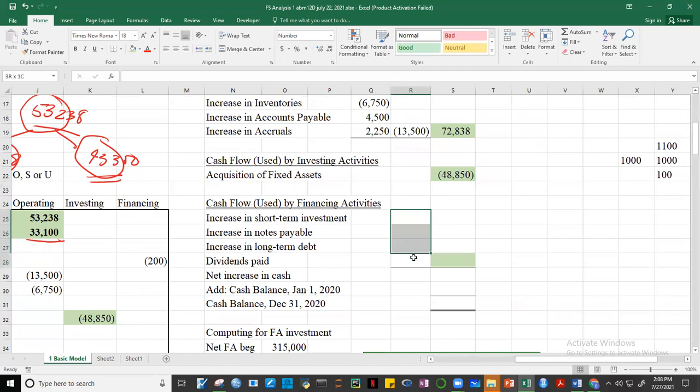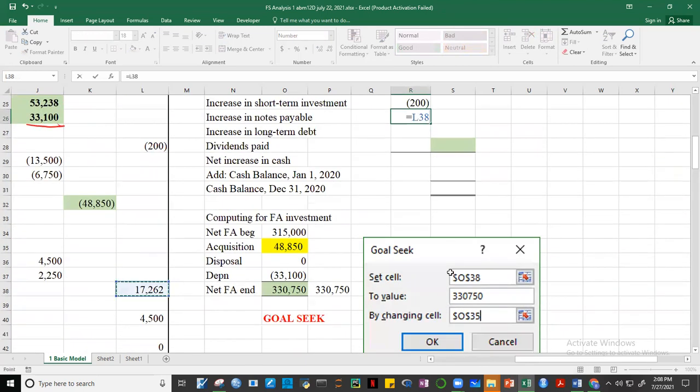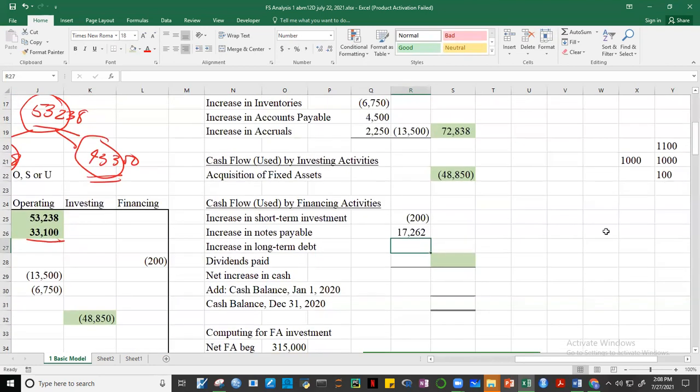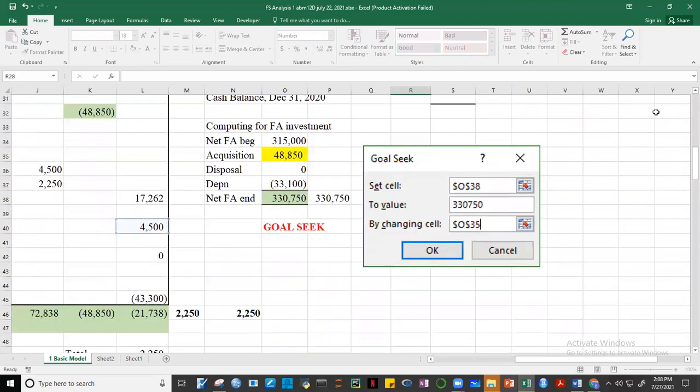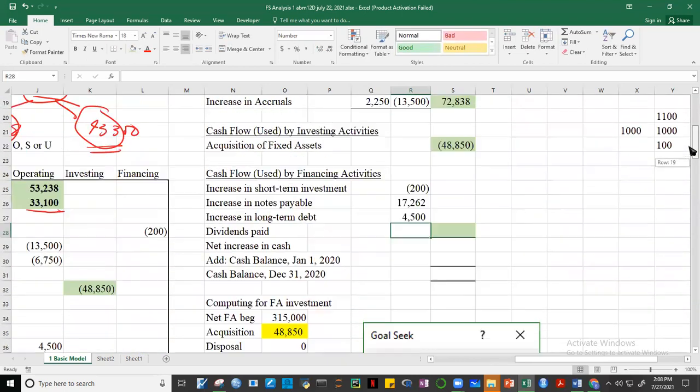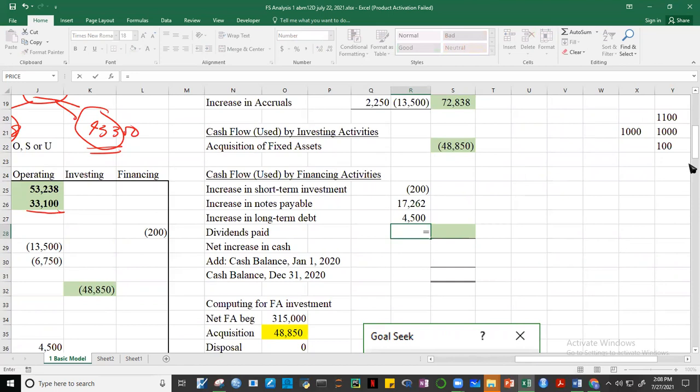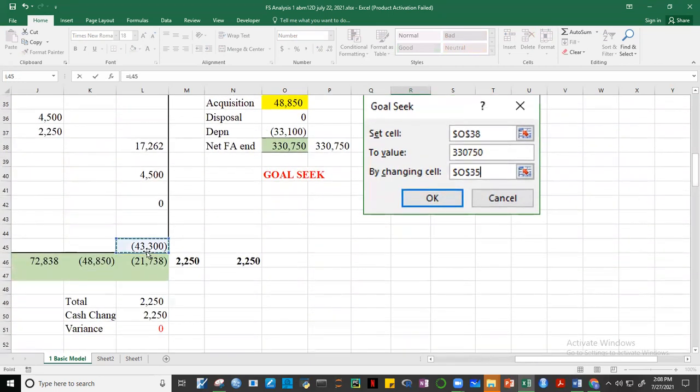So let's put it in this column so that ang total niya andito isa lang para kahanay niya yung operating, investing, and this one financing. So copy lang to, is equal to notes payable, so that this makes it very easy really. And then is equal to this one. And then lastly, guys, this is equal to dividends paid, this one, 43,300.